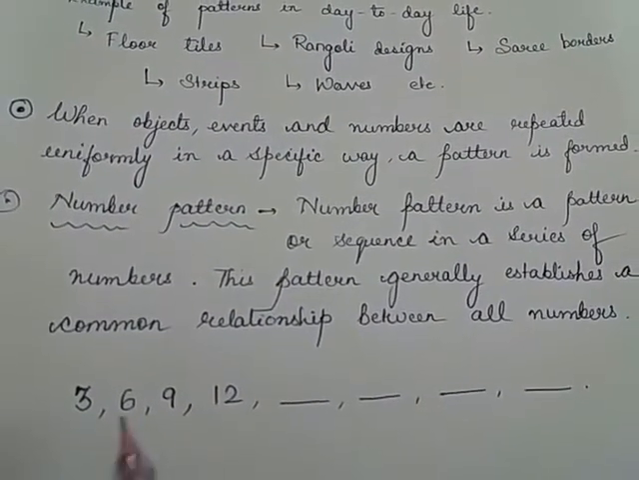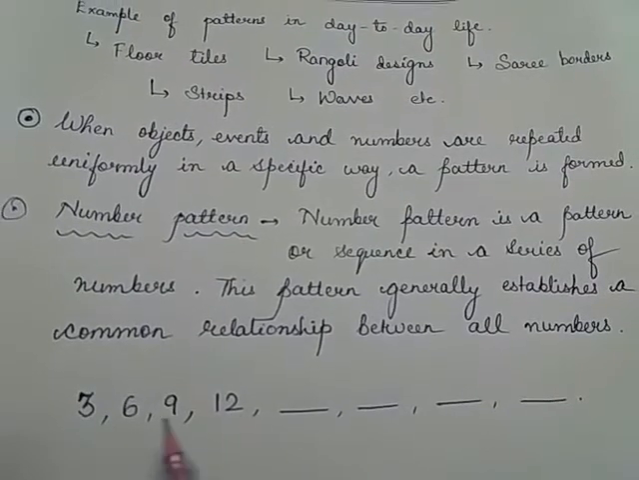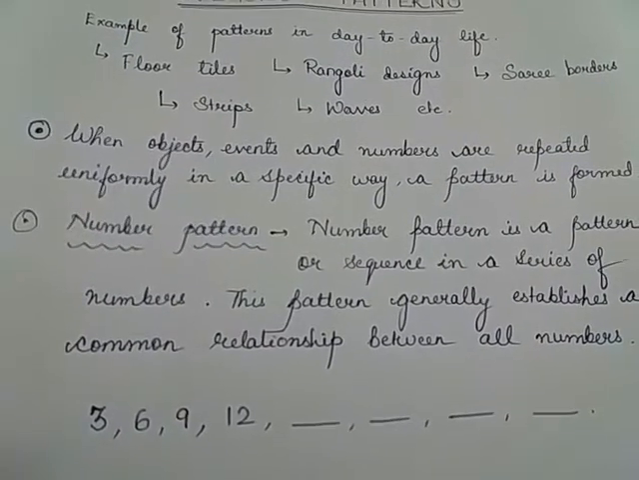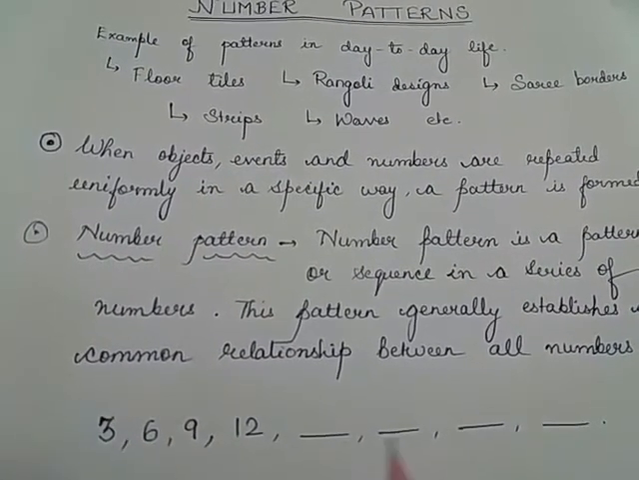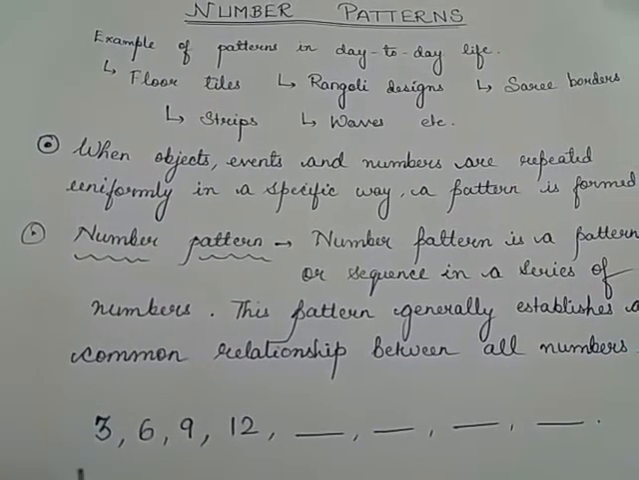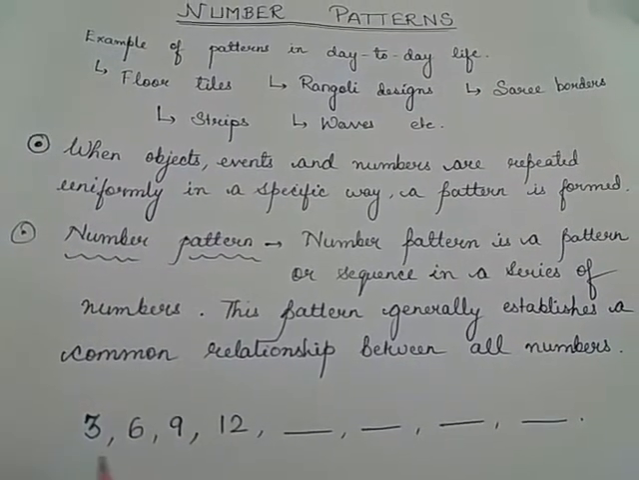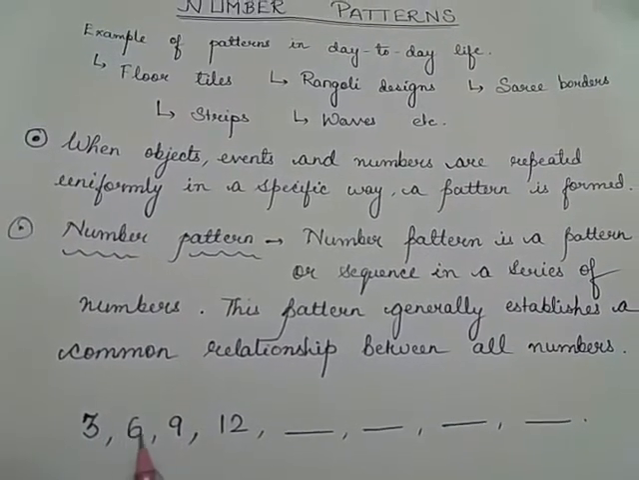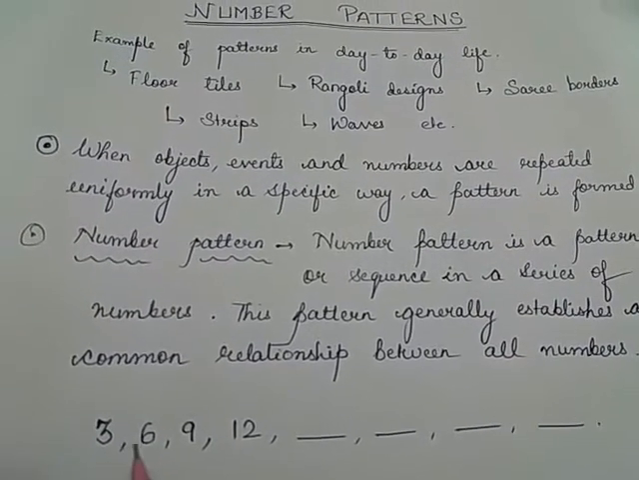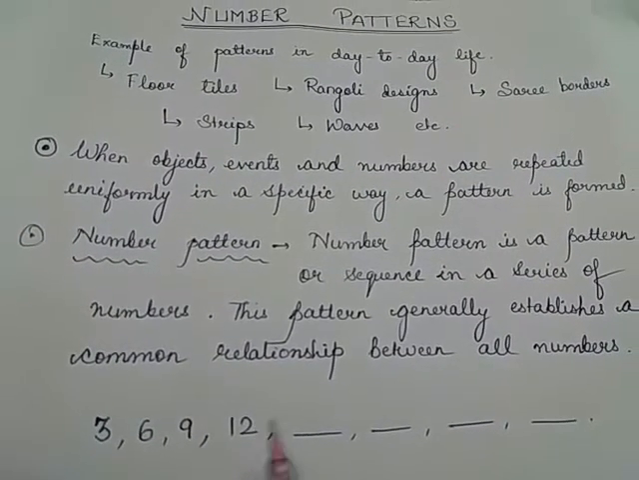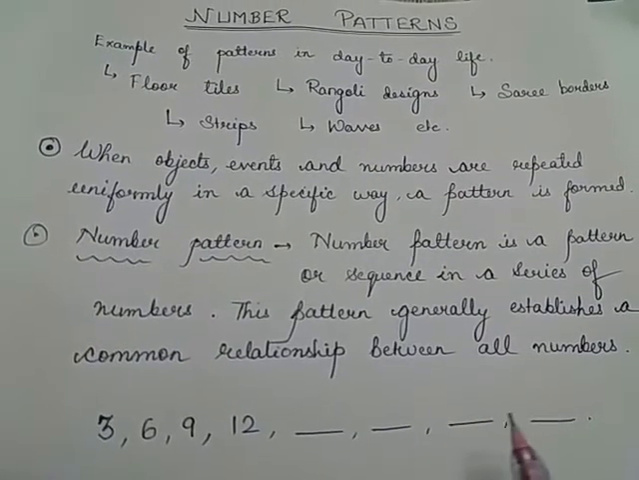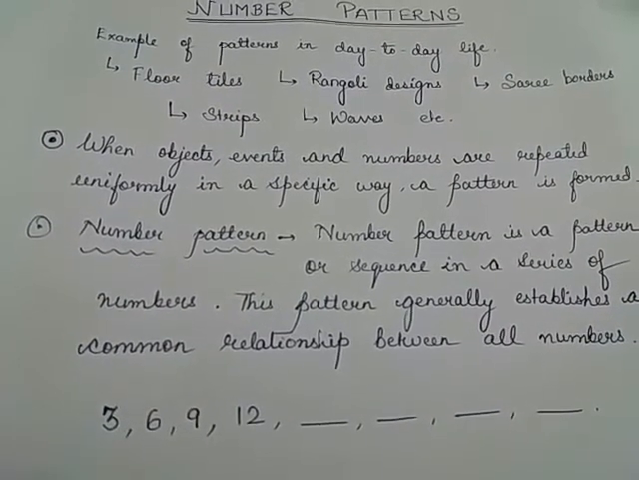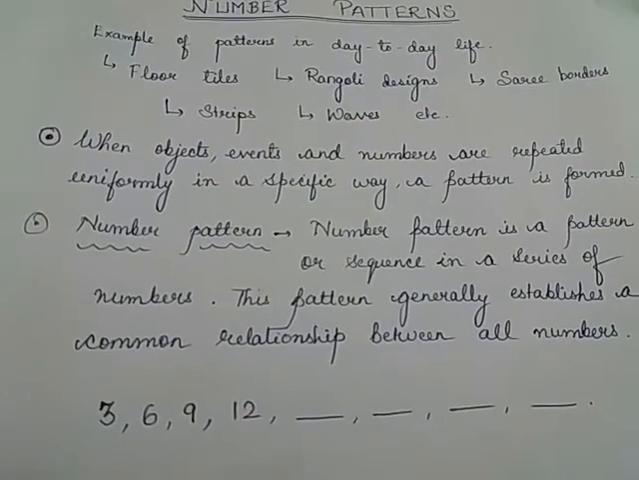Now here is an example where we can see 4 of the numbers are given, and we have to fill the rest of the blanks. So in order to fill these blanks, we have to first establish a common relationship among these numbers. That means we have to find a common pattern by which these numbers are here. See, we can see these are in an increasing order, right? So we can guess that all the numbers which will be coming here will be in an increasing pattern. Now let's try to figure out what will be there in these blanks.